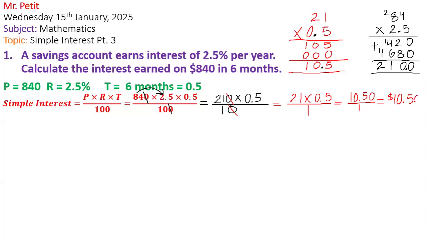10.50. Now notice, I'm going to answer the question right now, Genesis. Now notice we put the 0 at the back. Why do we put the 0 at the back? Anyone can tell me? Cents. It's in cents, dollars. All right, so the answer is $10.50.